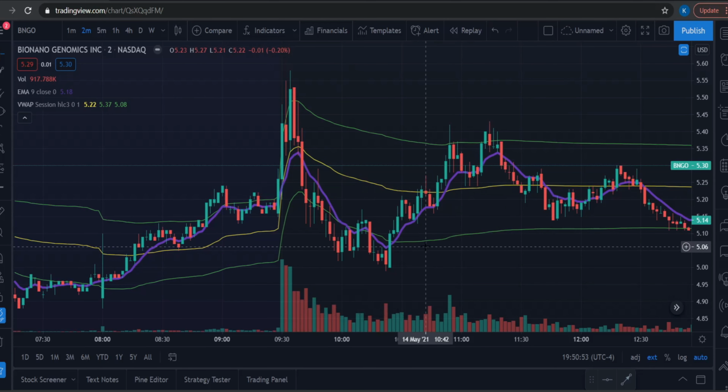But what we can see here is the VWAP line acted as a support. Once it reached down here, it started catching support and tested the lines again and again. Now what was important was this purple line.